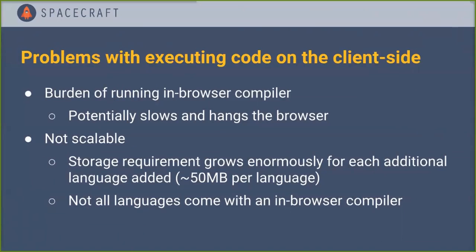It's also not very scalable because for each runtime, we're looking at around 50 megabytes of storage space. So that has to be downloaded onto the client side, and that costs bandwidth and time as well. Lastly, not all languages come with an in-browser compiler. What this means is that if we want to run Ruby in the browser, we have to use some framework or library like Opal that converts Ruby code into pure JavaScript that runs in the browser. But if you want to run Go or Crystal, we may not have that option.